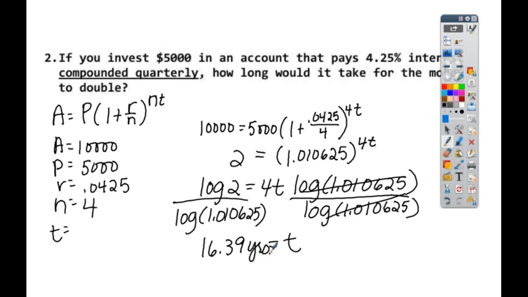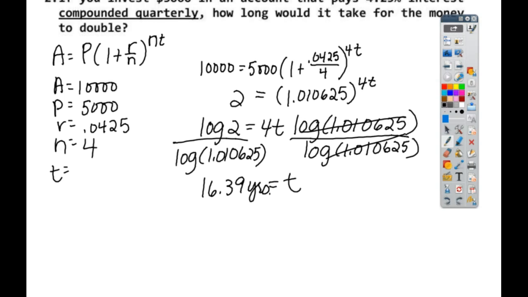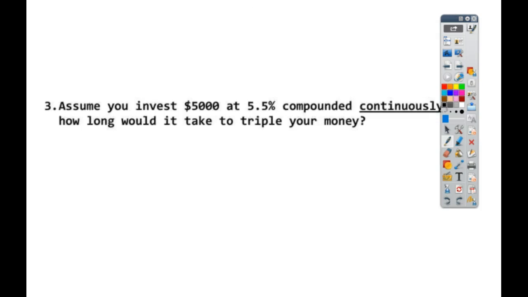Is that the hardest one? Well, so the compound interest is definitely harder, right? Because the e to the rt, that's easy to do. Okay? Assume you invest $5,000 and I want to triple my money. Write down what you think you would write here.